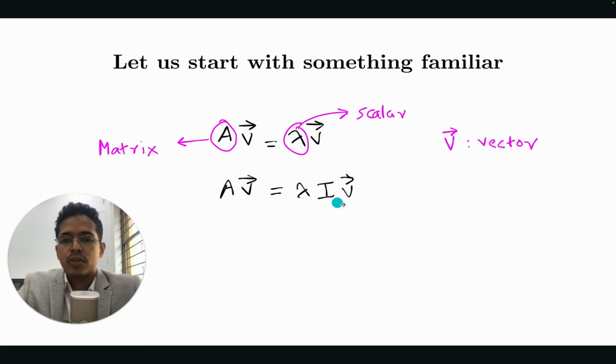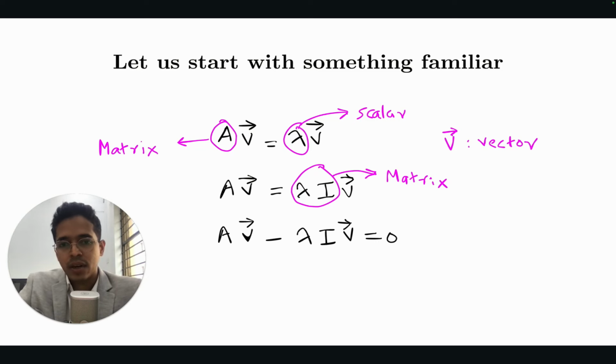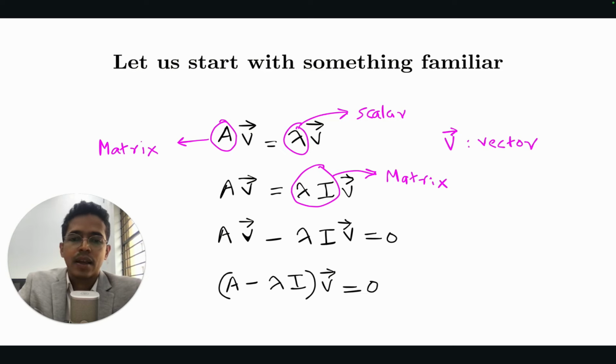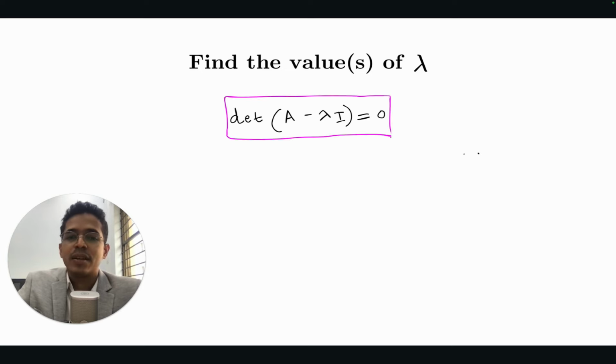So now both of the sides are matrices, so you can bring the right hand side part to the left hand side, because now lambda I is a matrix and A is also a matrix. So we can now write this as AV minus lambda I times V equals 0. And this can be written by grouping A and lambda I. So (A minus lambda I) times vector V equals 0. And you would already know what is usually done in situations like this to find the values of lambda which satisfies this. So we write determinant of A minus lambda I equals 0.